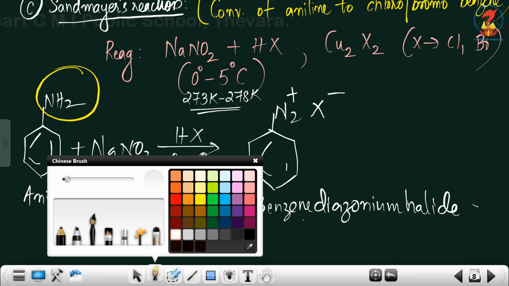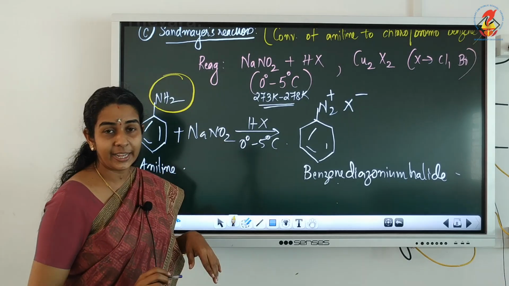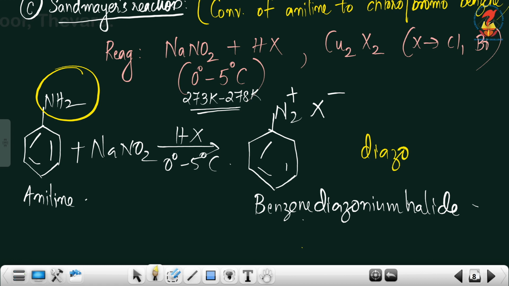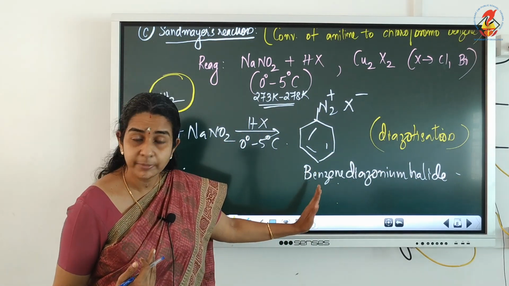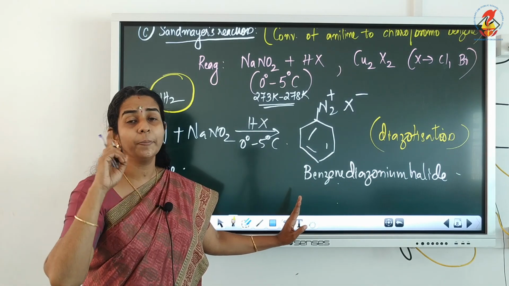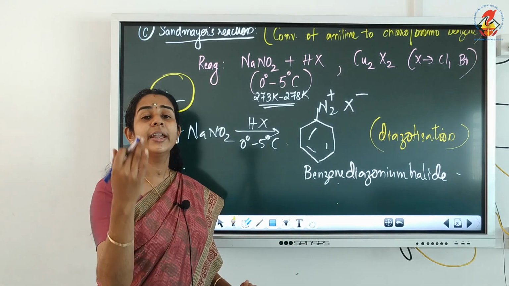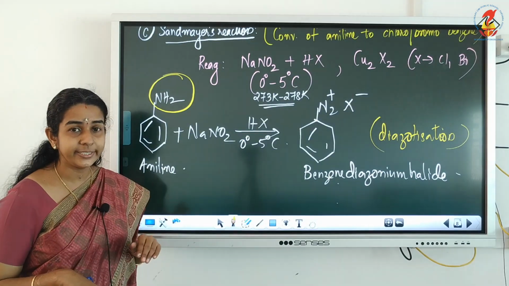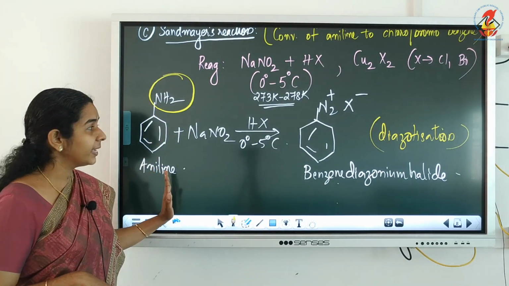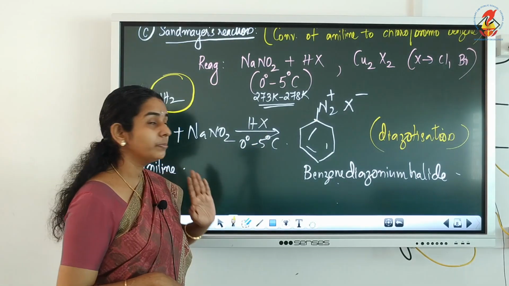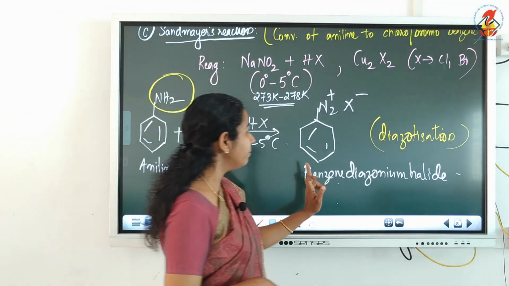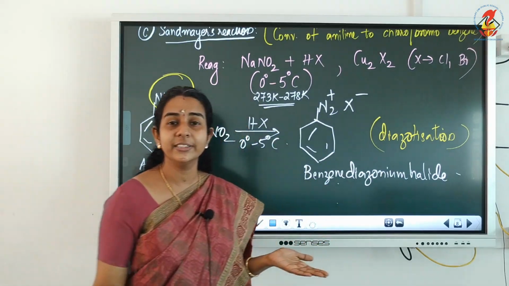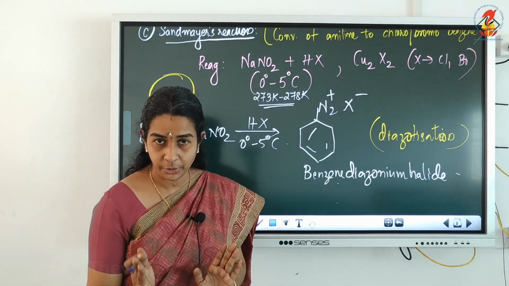And this is the first step in Sandmeyer's reaction, known as diazotization. So diazotization is actually the preparation of diazonium salt. And remember, the diazonium salt should be prepared only under cold condition. What is diazotization? When an aromatic primary amine is dissolved in cold aqueous mineral acid like HCl, and we treat with sodium nitrite, we get benzene diazonium halide. If we are using HCl, we will be getting benzene diazonium chloride.